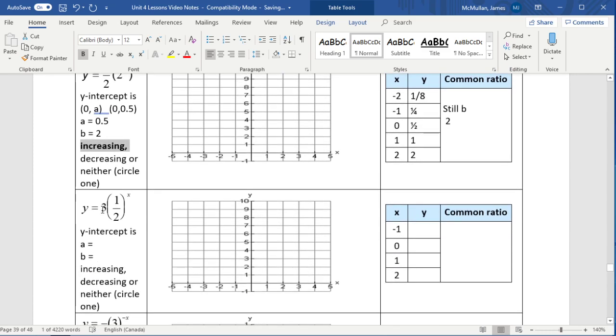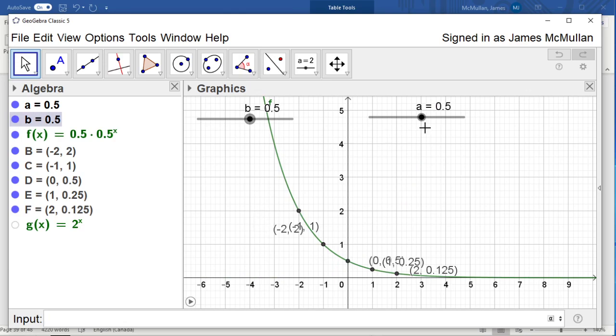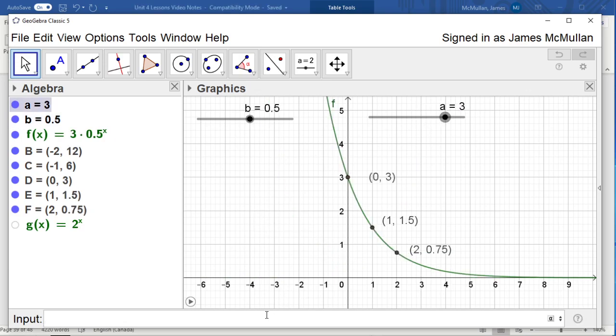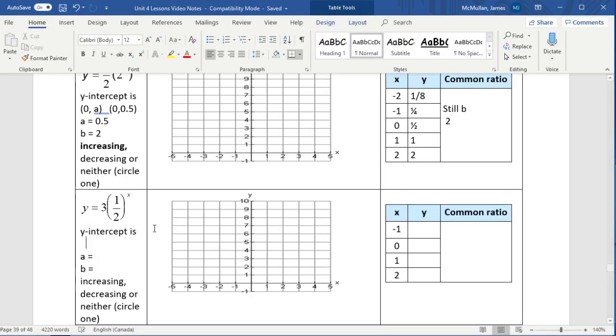Okay, let's try this one. 3 times 1/2 to the x. So my b value is 0.5. My a value is 3. First of all, notice the y-intercept. It's not at (0, 1) anymore. It's at (0, 3). So this a value has stretched it up by a factor of 3. So again, the y-intercept is located at (0, a), in this case (0, 3). The a value is 3. The b value is 0.5. This function is decreasing.